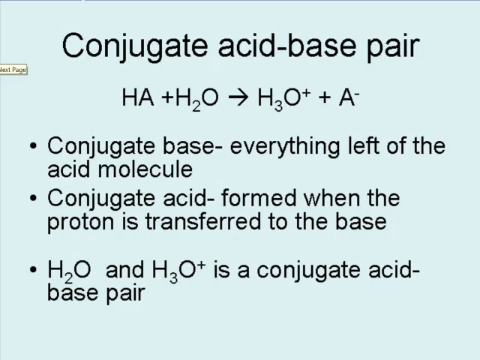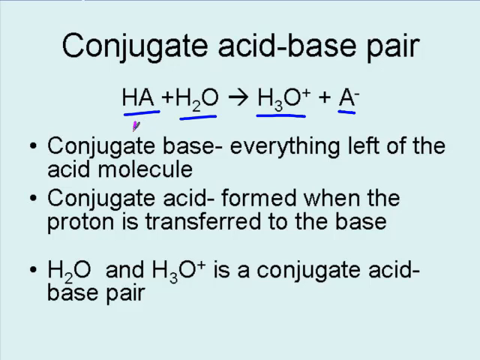So the conjugate acid-base pair is simply a pair of compounds that are separated by only a hydrogen. So HA and A-, they're separated by only one hydrogen. H2O and H3O+ are separated by only one hydrogen. With a conjugate acid-base pair, you have an acid on one side and a conjugate base on the other side, or a base and a conjugate acid. So a conjugate base is everything left of the acid molecule.